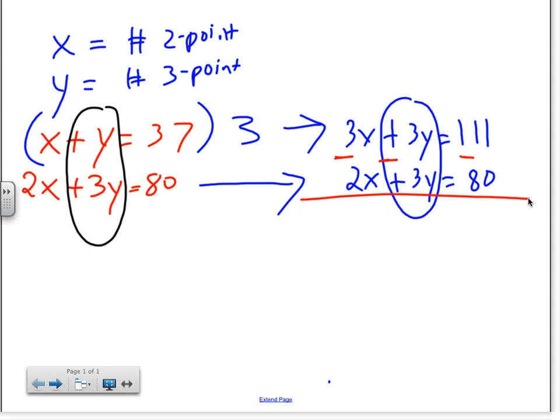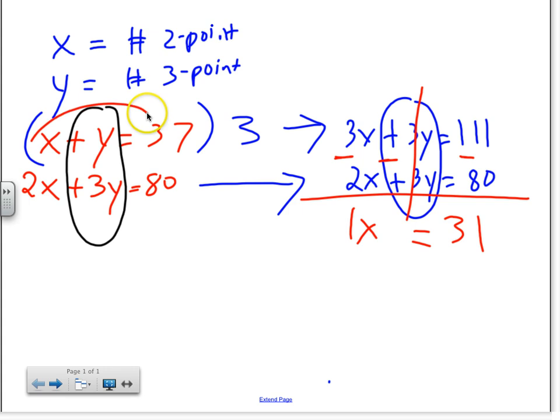What does 3x take away 2x? 1x. And this is gone, right? What is 111 minus 80? 31. And what did we define our x to be? The 2-pointer shots. So that means I made 31 shots, 2-pointers. If I make 31 shots of 2-pointers, how many 3-pointer shots did I make? 6. And how do we solve that?